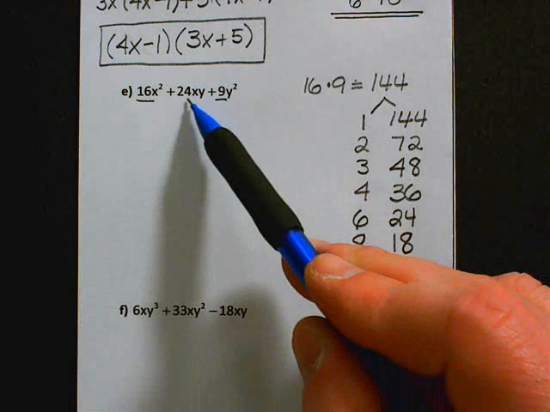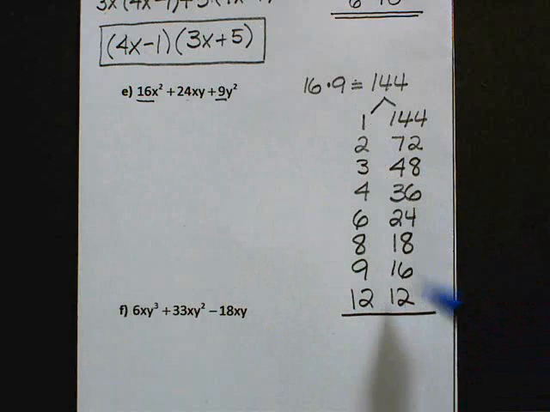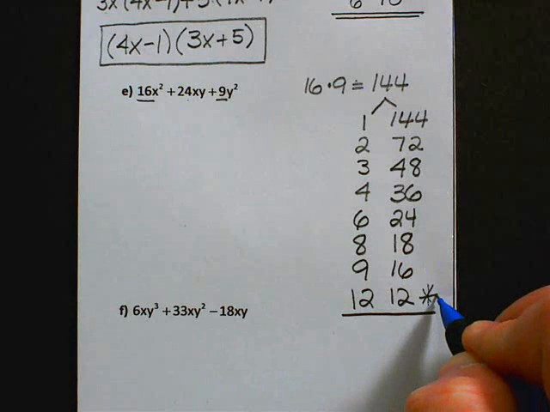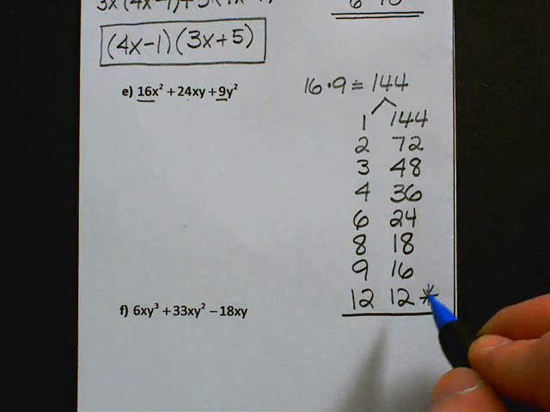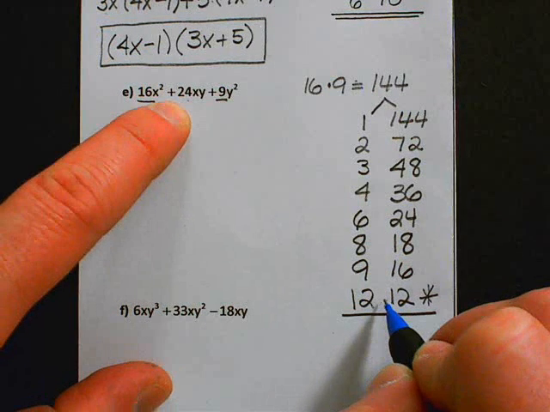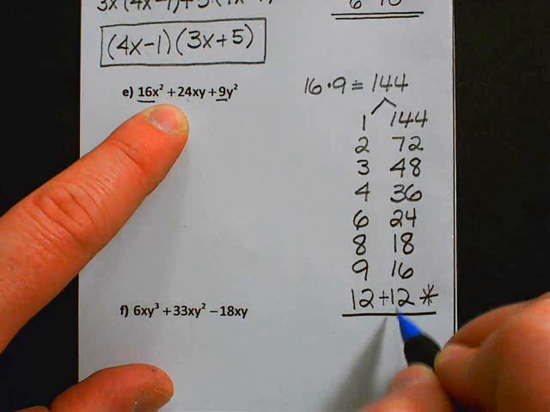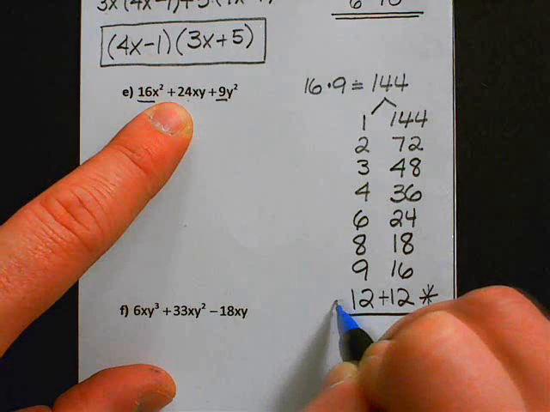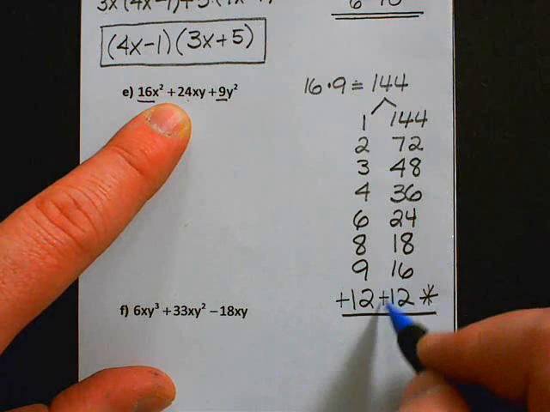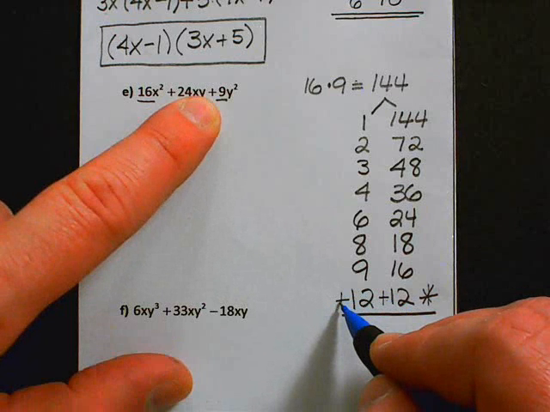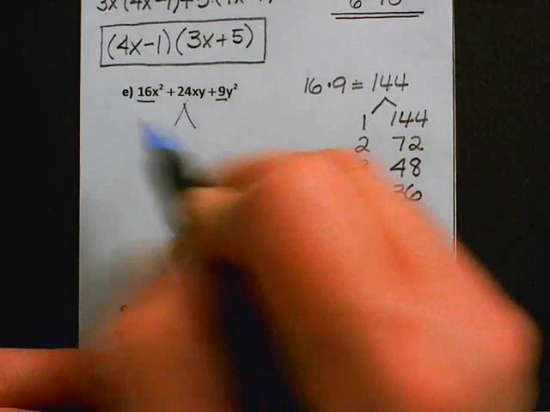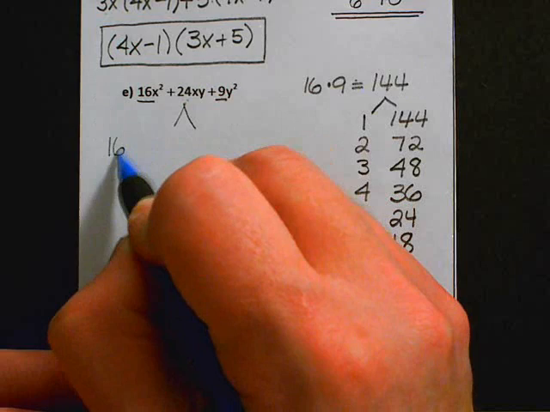Okay, I am looking for something that will give me 24. So out of these pairs, the only one that gives me 24 is 12 and 12. So the sign of 12, the biggest digits, is going to be the same as the middle term, so it'll be positive. And positive 12 to give me positive 24 needs to be positive. Final check, a positive times a positive, does it give me the last sign there? Yes, it does.